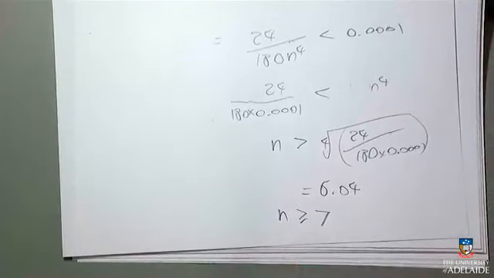And that's pretty much everything I could say about using errors for Simpson's and trapezoidal rule.